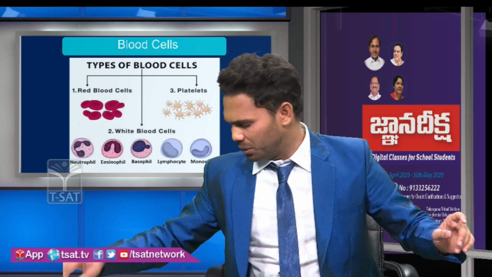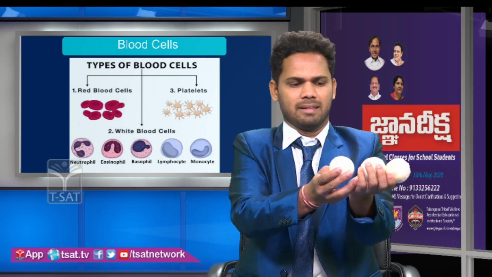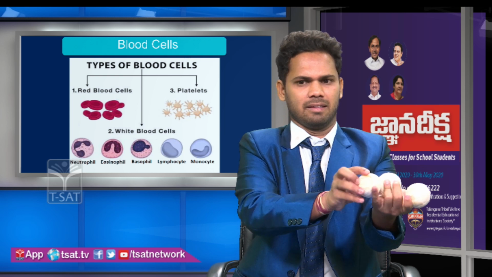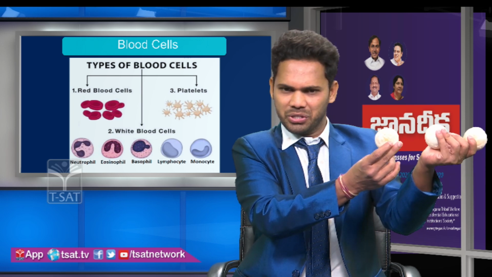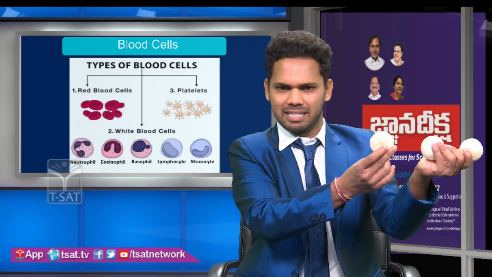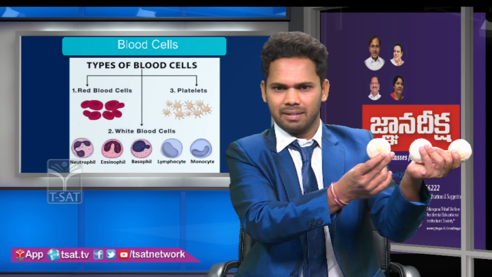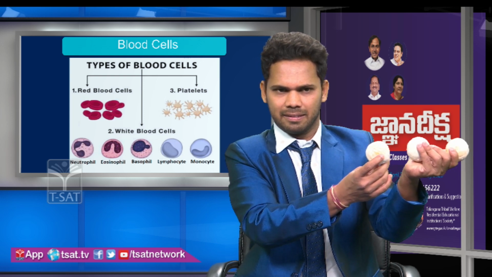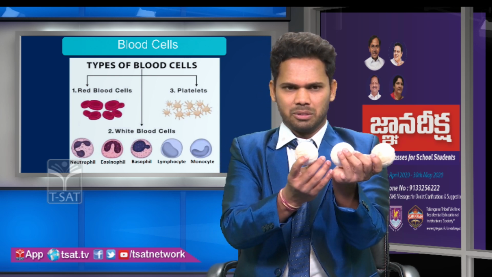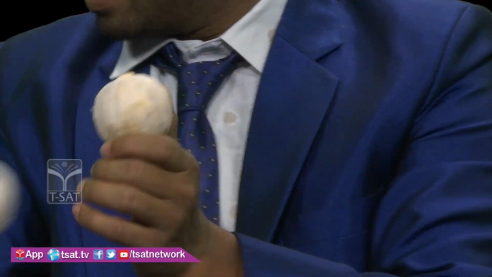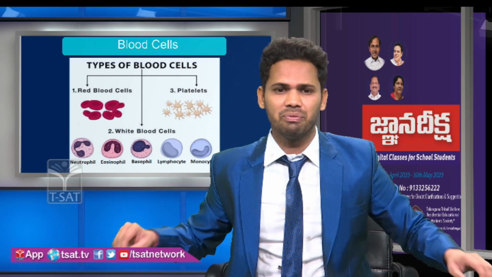Now white blood cells I'll show. These three are white blood cells. They are white in color. Do you know, children, I made these blood cells from a fruit. Are you seeing, children? So these are oranges. These three are acidophils, basophils, neutrophils.